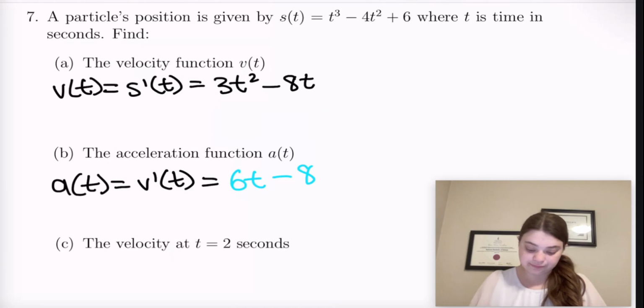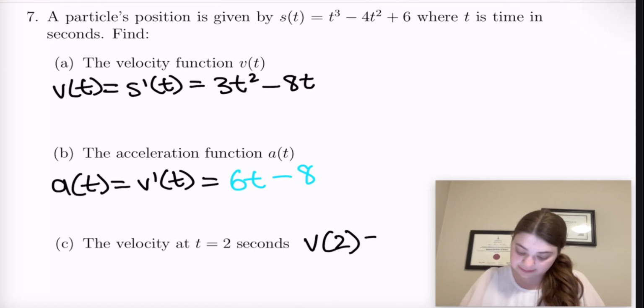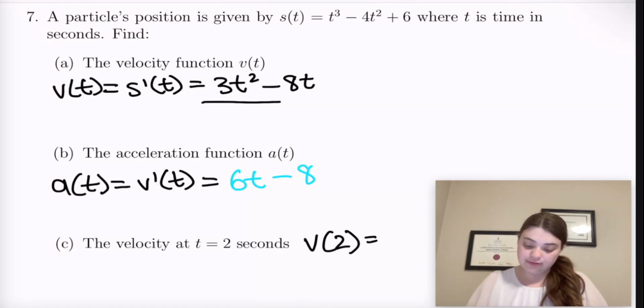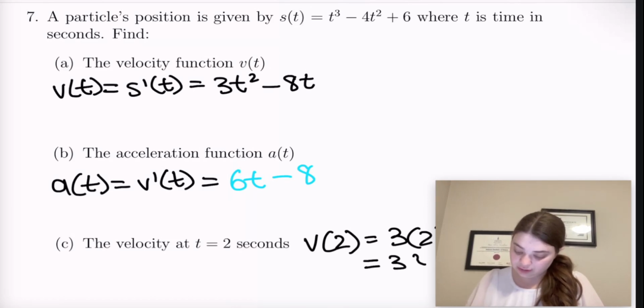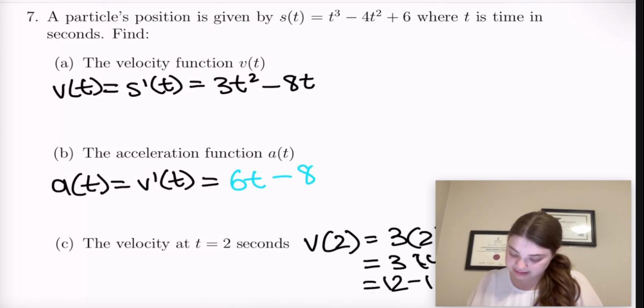And there we go. The last question asks us to find the velocity at t equals 2 seconds. So what I'm going to do for this is just sub in 2 for this equation, the velocity equation. So that's going to be 3 times 2 squared minus 8 times 2, which is 3 times 4 minus 16, which is 12 minus 16, which is negative 4. So therefore the velocity is negative 4.